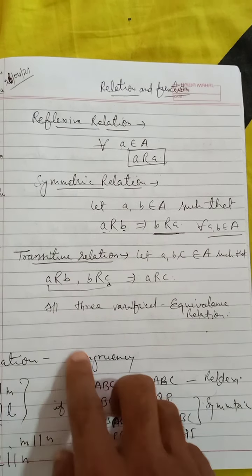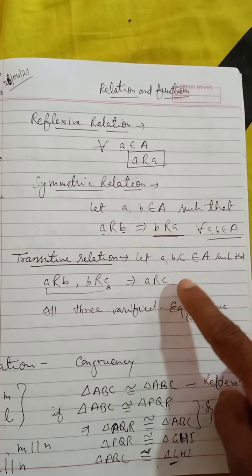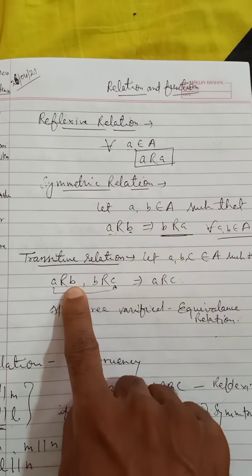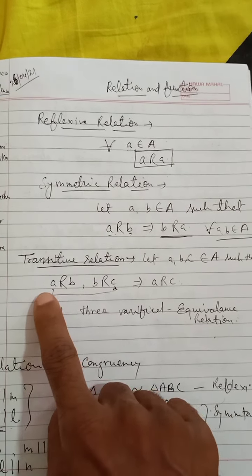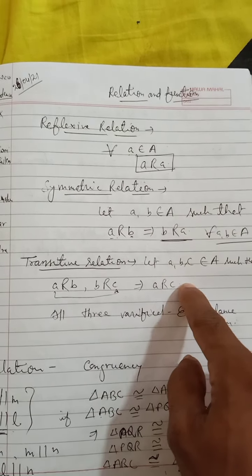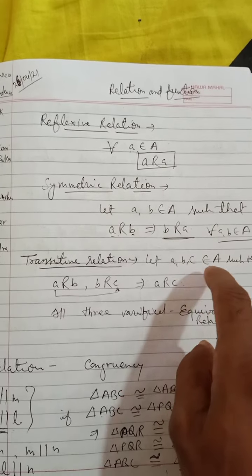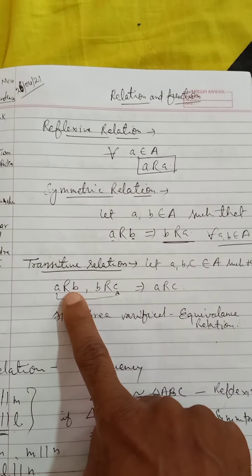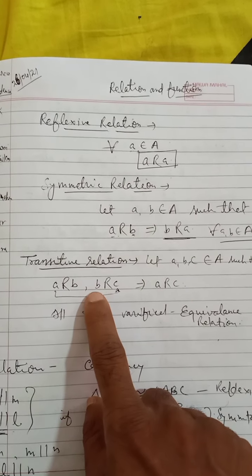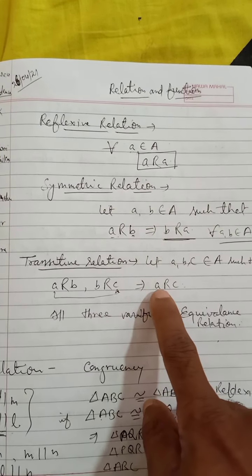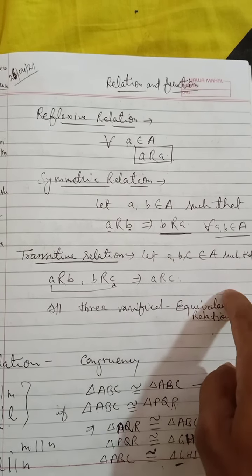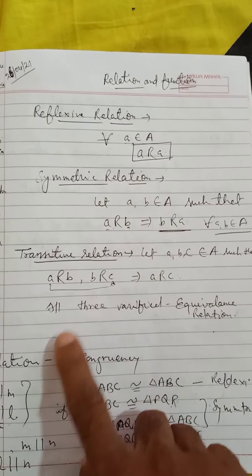Then the third condition is the transitive condition. Transitive relation means if we take three elements a, b, c from the given set A, such that a related to b is given and b related to c is given, then we have to check a related to c. If a is also related to c, then we say that the relation is transitive. Remember it: a related to b is given, b related to c is given, then we have to find a related to c.